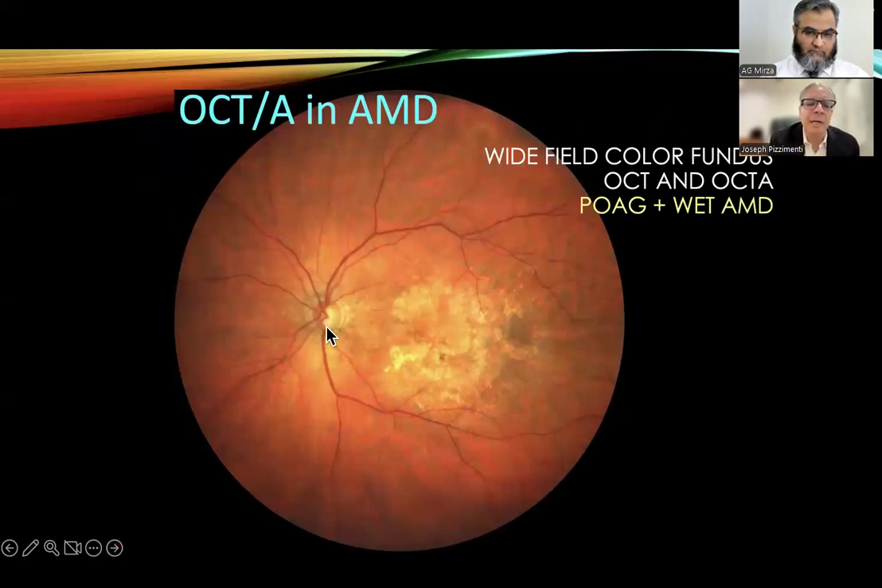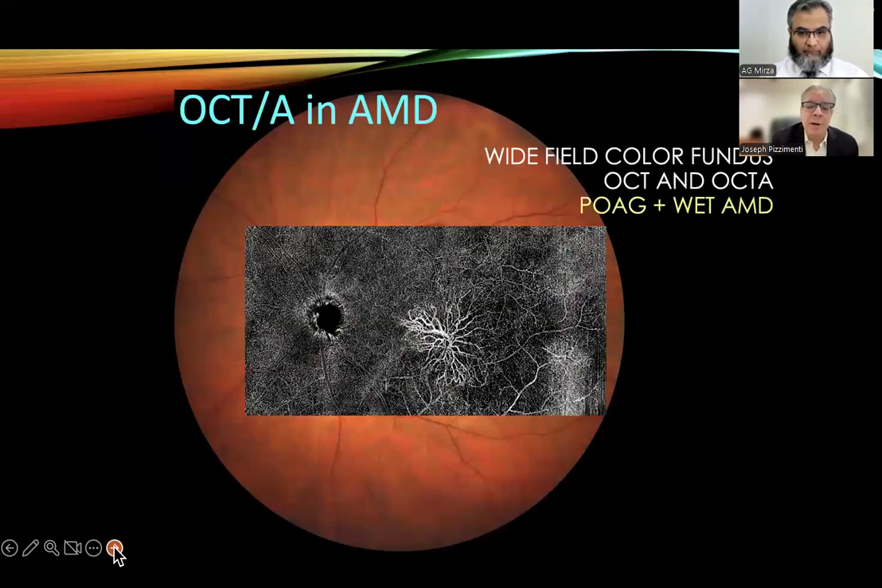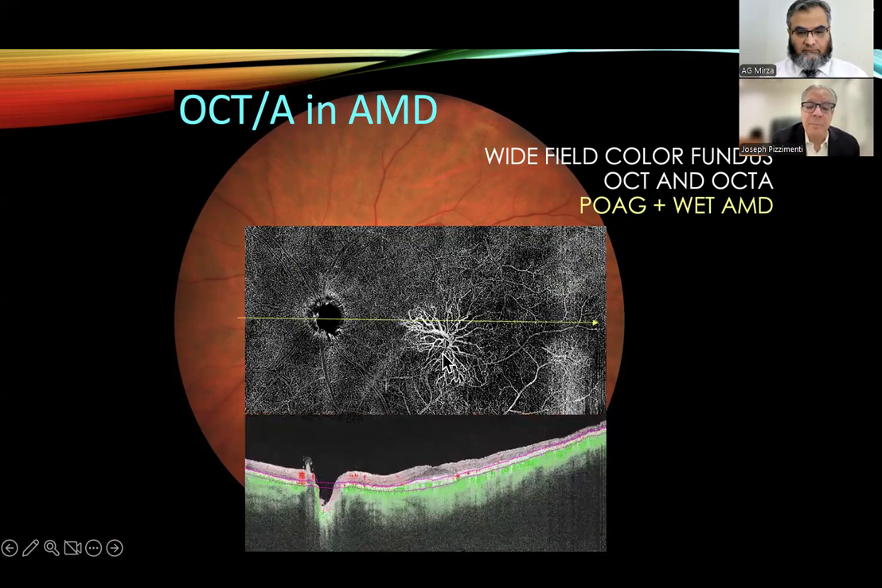Here, once again, we can see the notching of the neuroretinal rim. Patients are entitled to as many diseases as they like. It just so happens this patient has glaucoma and the neovascular form of AMD, which becomes more apparent on OCT angiography, as we can see the neovascular complex right in here.